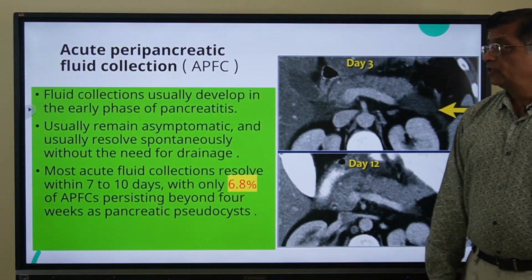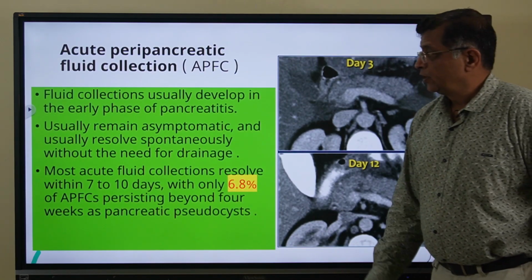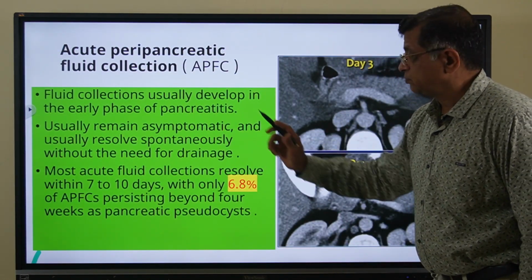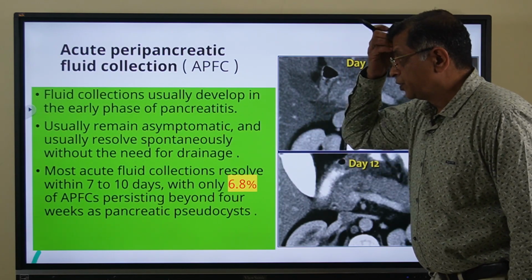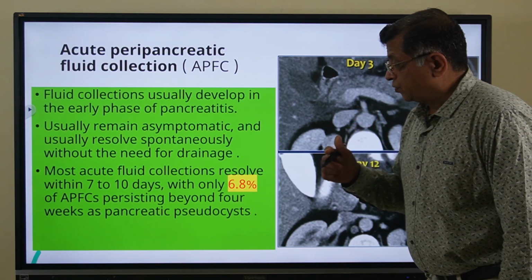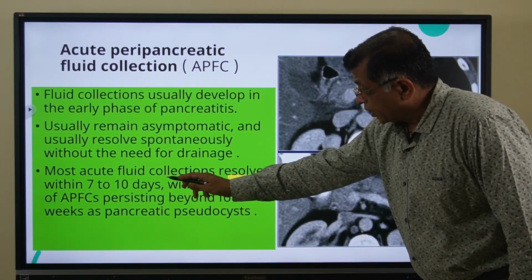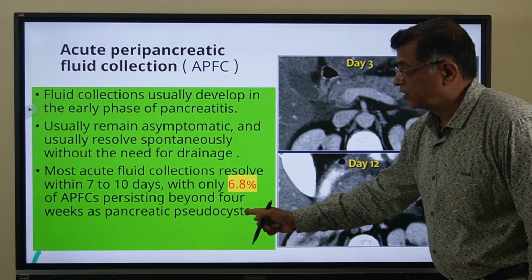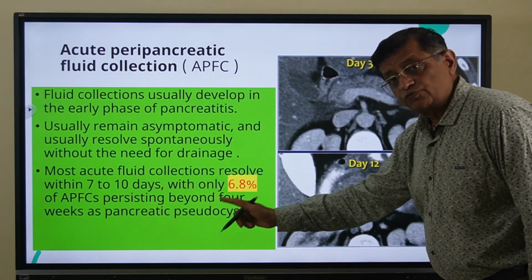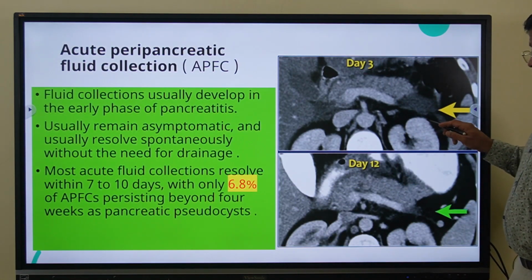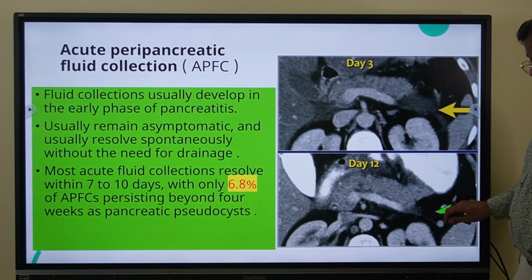So the commonest one is acute peripancreatic fluid collection. These fluid collections usually develop in the early phase of pancreatitis, and they usually remain asymptomatic and usually resolve spontaneously without any need for drainage. So this is the most fortunate scenario to happen. Most acute fluid collections resolve within 7 to 10 days, while only about 7% of acute pancreatic fluid collections persist for more than 4 weeks. Then they are called pseudocysts. Here you can see a lot of fluid collection, and this is resolved by day 12.